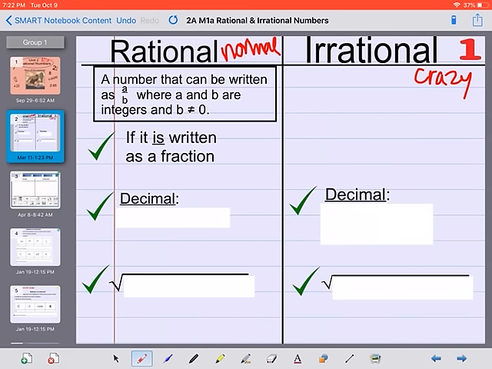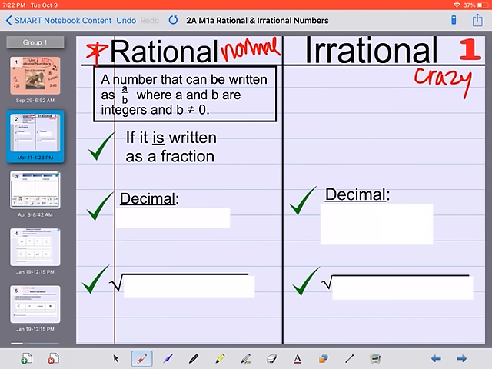Just like people, you can be normal, you can be crazy, but you can't be both at the exact same time. So just like us, numbers are either rational or irrational. They're one or the other. So rational numbers, we're going to start over here, are any number that can be written as a over b, where a and b are integers or counting numbers, and b cannot equal 0.